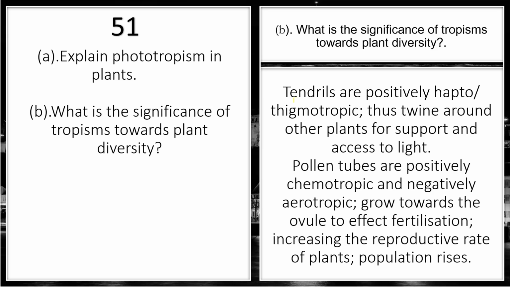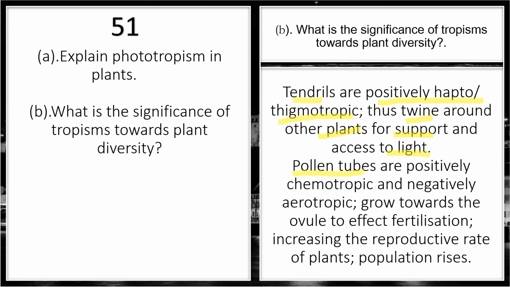Tendrils are positively haptotropic, or thigmotropic, thus twining around other plants for support and to access light.